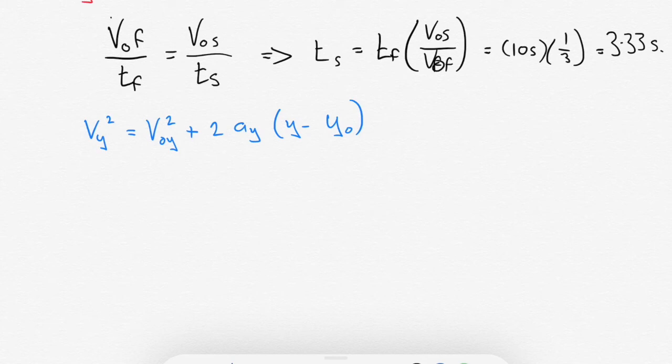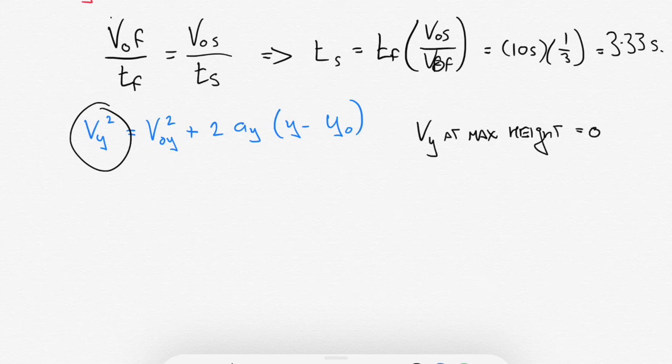And the key thing to realize here is that at the maximum height, so if you throw something up and it's in free fall, at its maximum height, vy is equal to 0. So let's say vy at max height equals 0. So now we can solve this equation in terms of the acceleration in the y direction, as we did the last time, and we get ay equals minus v0 y squared over 2y. Let's put our y in here.